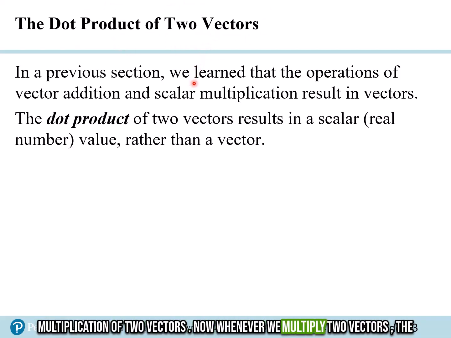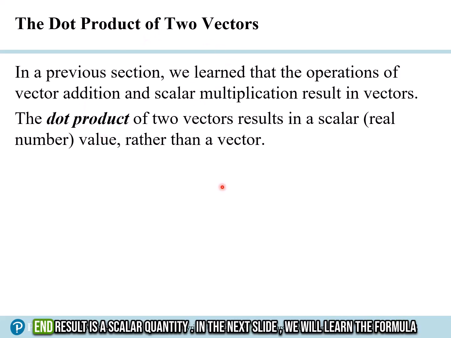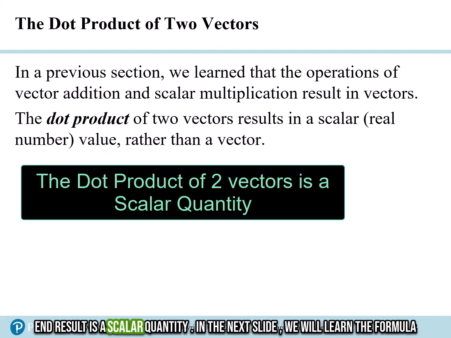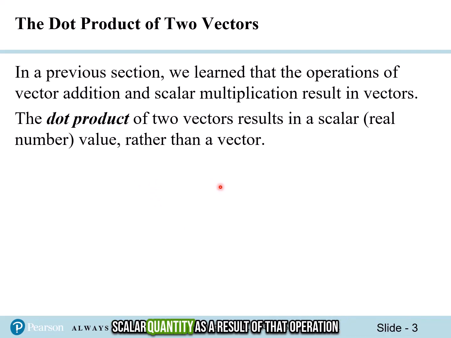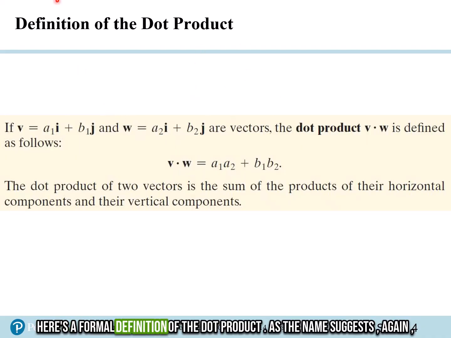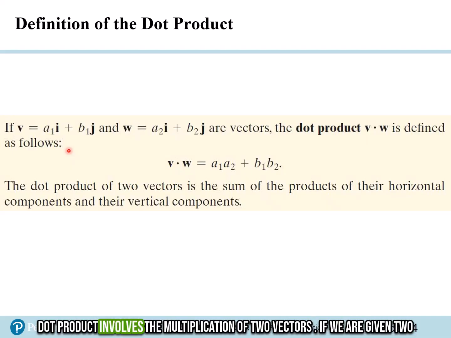Now, whenever we multiply two vectors, the end result is a scalar quantity. In the next slide, we will learn the formula to calculate or to perform the dot product and see how we come up with a scalar quantity as a result of that operation. Here's a formal definition of the dot product. As the name suggests, again, dot product involves the multiplication of two vectors.